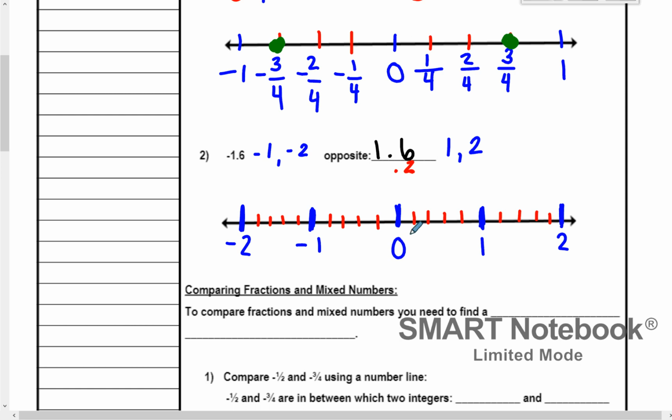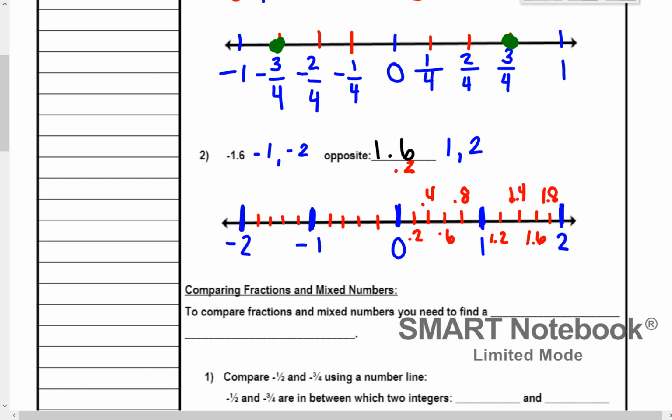Alright, so this first value right here is going to be 0.2, 0.4, 0.6, 0.8, 1, 1.2, 1.4, 1.6, 1.8, and then 2. Okay, you could have also counted by 0.1, 0.2, 0.3, 0.4, 0.5, 0.6. You get the same answer in about the same placement.